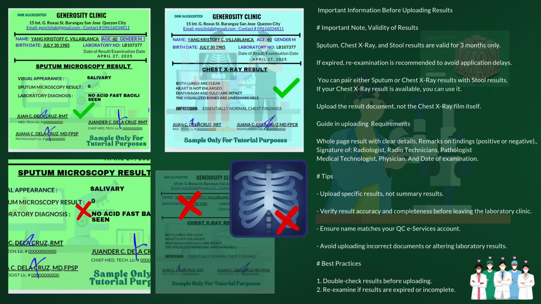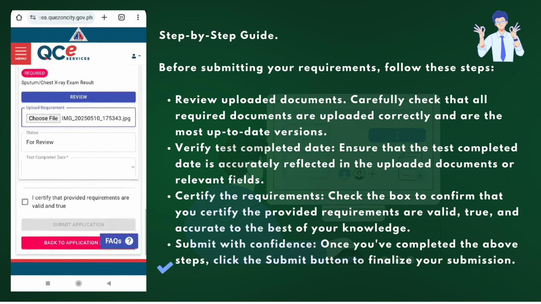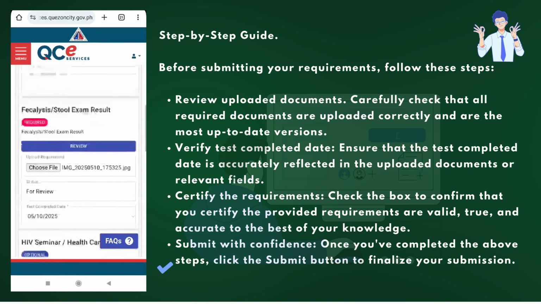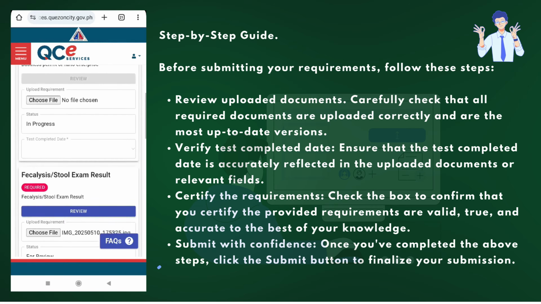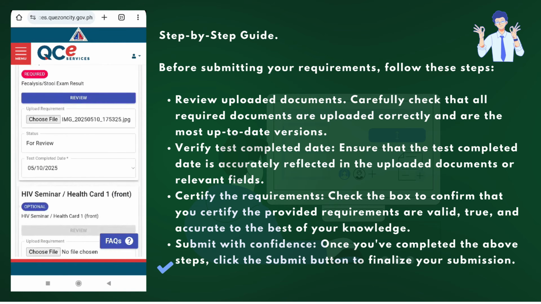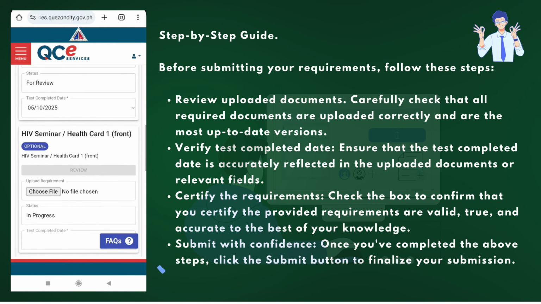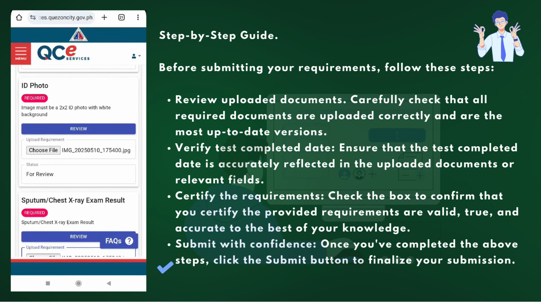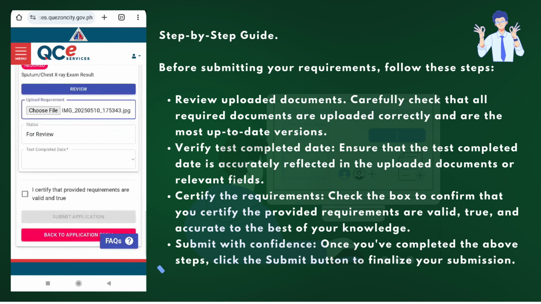Best practices. 1. Double check results before uploading. 2. Re-examine if results are expired or incomplete. Step-by-step guide. Before submitting your requirements, follow these steps. Review uploaded documents. Carefully check that all required documents are uploaded correctly and are the most up-to-date versions. Verify test completed date. Ensure that the test completed date is accurately reflected in the uploaded documents or relevant fields.